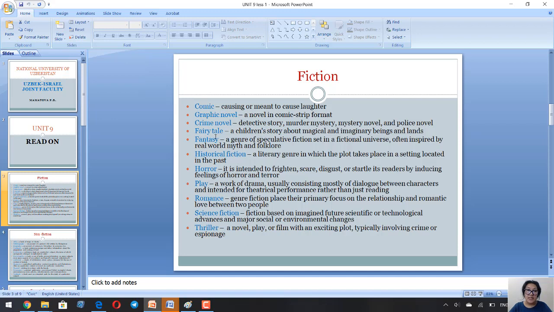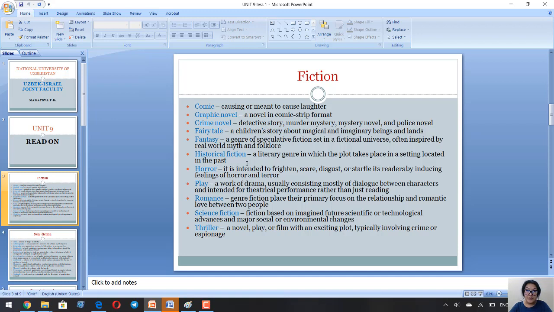The next is fairy tale, a children's story about magical and imaginary beings and lands. Mostly it is educational story. There you can find created stories for children. In most cases, heroes are animals. Fantasy, a genre of speculative fiction set in fictional universe, often inspired by real-world myth and folklore. Fantasy, it's created story.